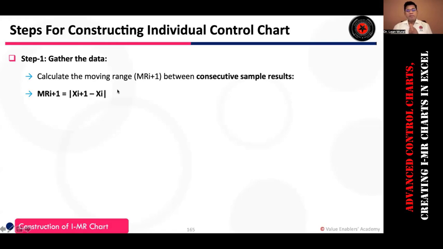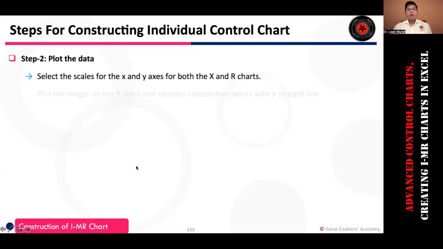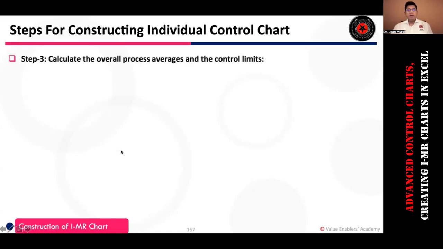Now, we have already seen the moving range, for example. Calculate the moving range, that is the second minus first, the third minus second, and so on and so forth. And I'll share this presentation. The important thing is, I've already explained that the range should always be positive. Then plot the data, x-axis, y-axis, for both the X and R bar chart: plot the ranges, and then the individuals.